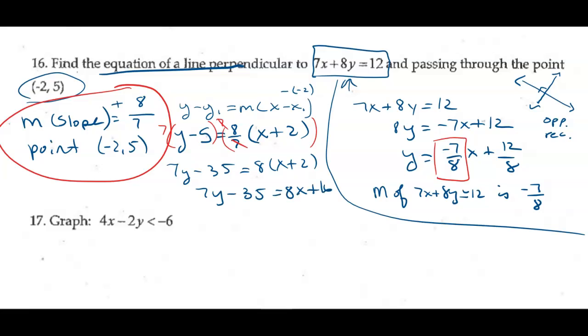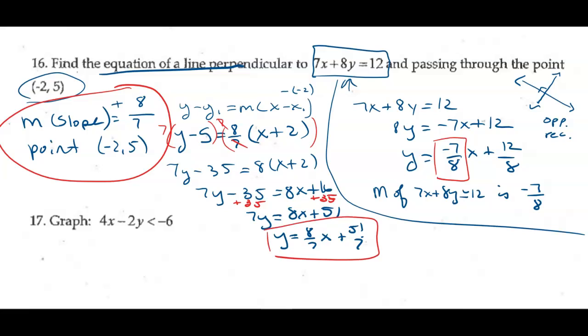Now, you will be told on the test whether you want slope-intercept or standard form. We tend to do slope-intercept. Slope-intercept would look like this. Add the 35. That gives me 51 when you add 35 and divide by 7. So it's 8/7 x plus 51 over 7. That makes sense. We wanted 8/7. So that's your slope-intercept. Standard form would actually be easier.